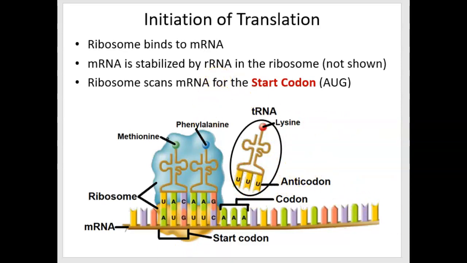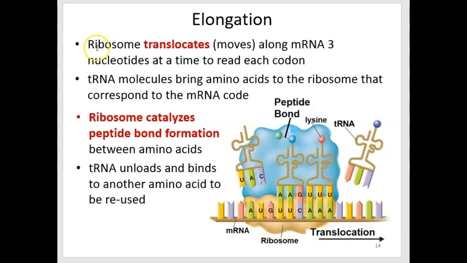So translation begins with the ribosome binding to the messenger RNA. And then the ribosome scans the messenger RNA for a start codon. And the start codon is AUG, which codes for methionine. So that will typically be the first amino acid in any protein. Now, the ribosome is going to continue reading the messenger RNA, and it moves along the messenger RNA to do that. This movement is called translocation.